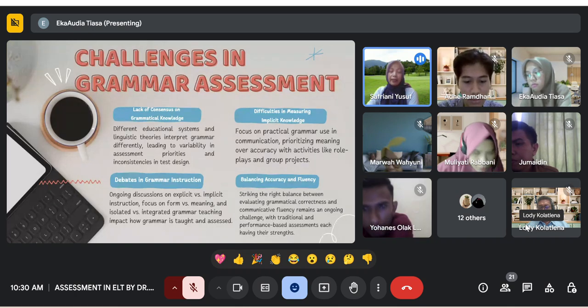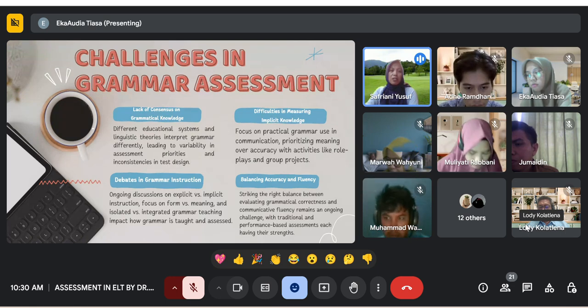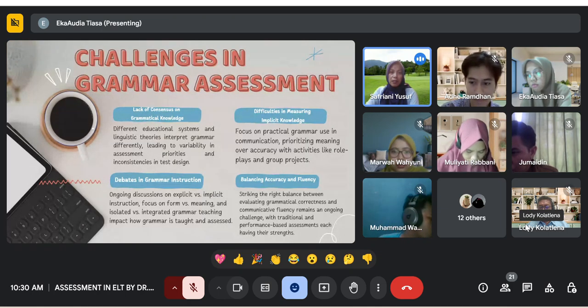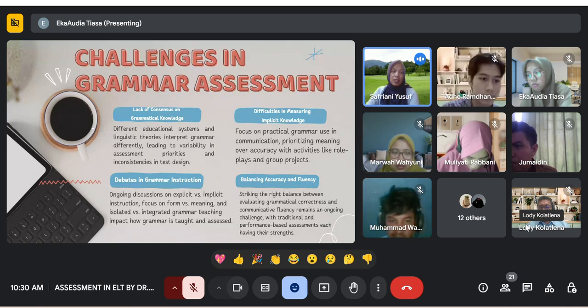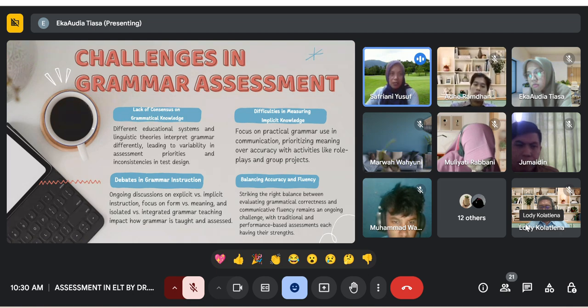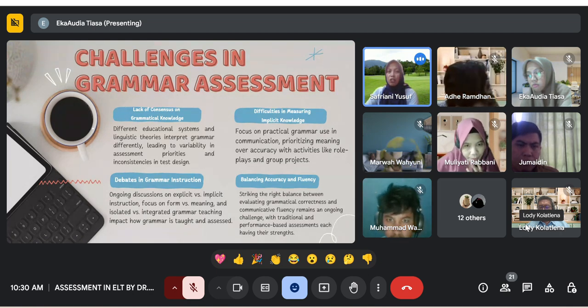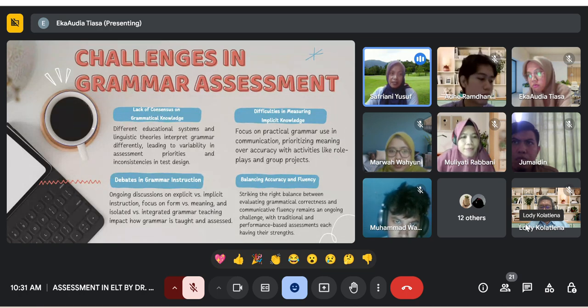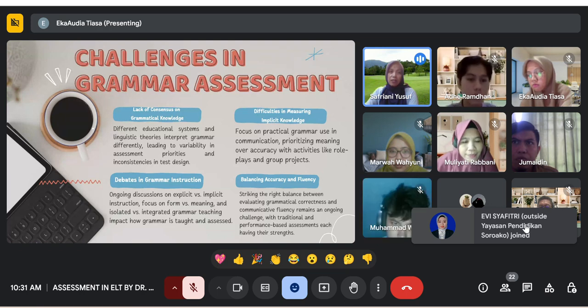It happened because various educational systems, linguistic theories and teaching methods interpret grammar differently. So some consider it a fixed set of rules to be memorized and applied, while others view it as a flexible system that evolves with language use. And also variability in assessment priorities affects test design, educational consequences, and the need for a balanced approach.